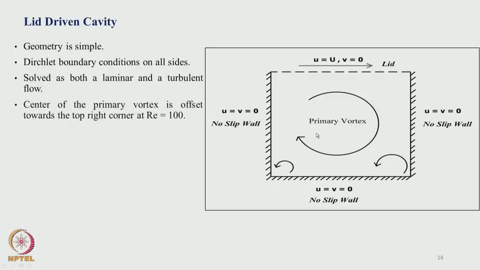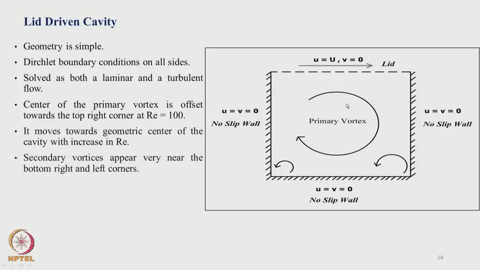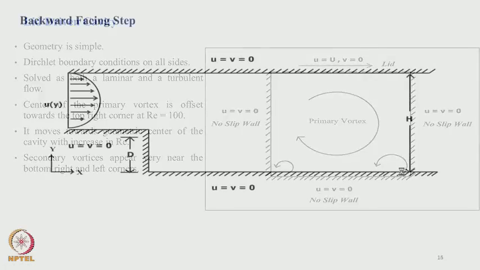The center of the primary vortex is offset to the top right corner for Reynolds number 100. Then it moves towards the geometric center of the cavity with increase in Reynolds number. So, the problem, though simple, becomes slightly complex by changing the Reynolds number, and the way the vortex behaves also differs. Secondary vortices appear very near both the right and left bottom corners.